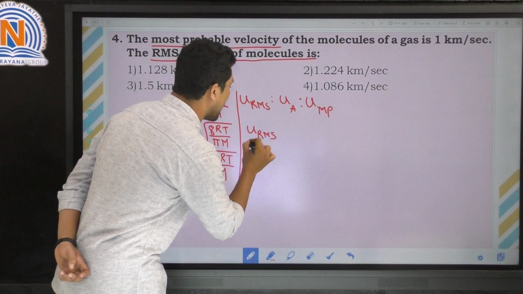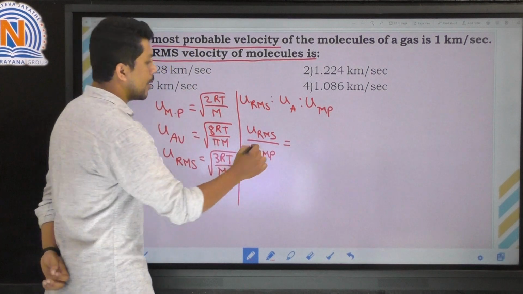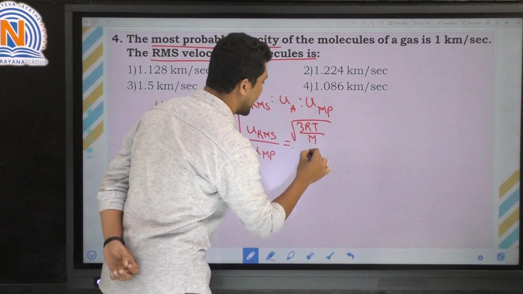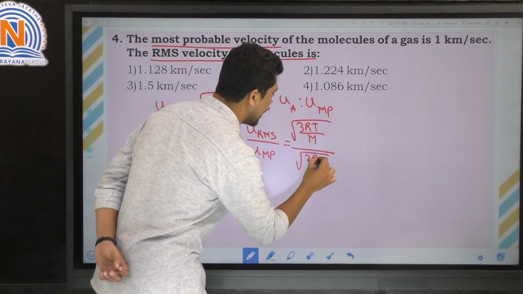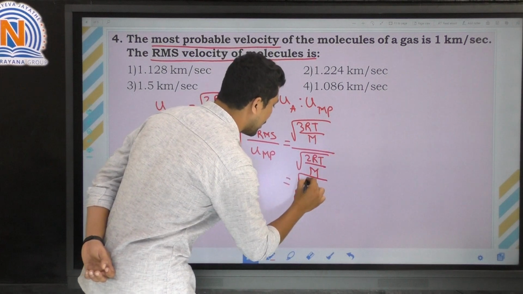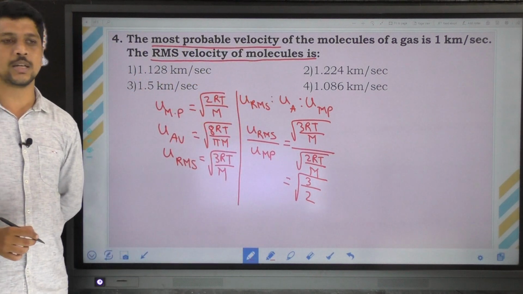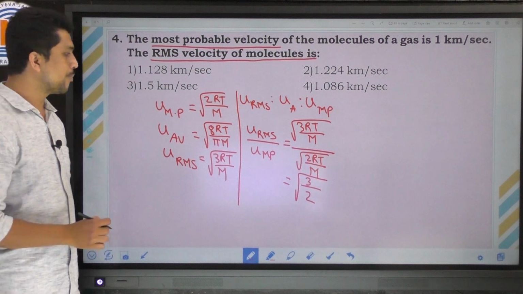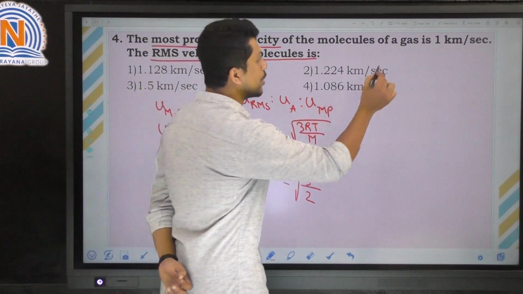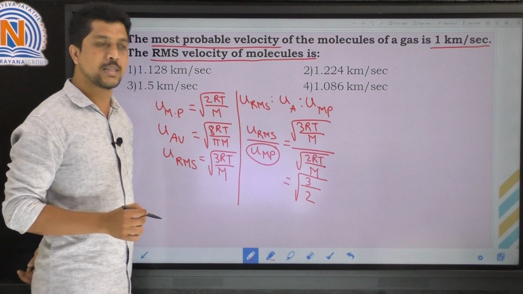Then we can find the ratio of URMS and UMP, that is URMS by UMP equals root over 3RT by M by root over 2RT by M. So this is equal to root over 3 by 2. Clear? So they have given the most probable velocity value, that is equal to 1 kilometer per second.